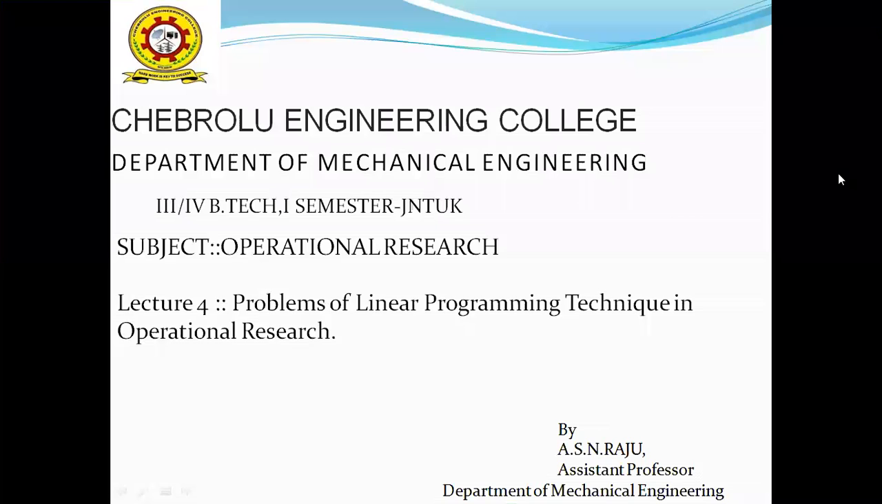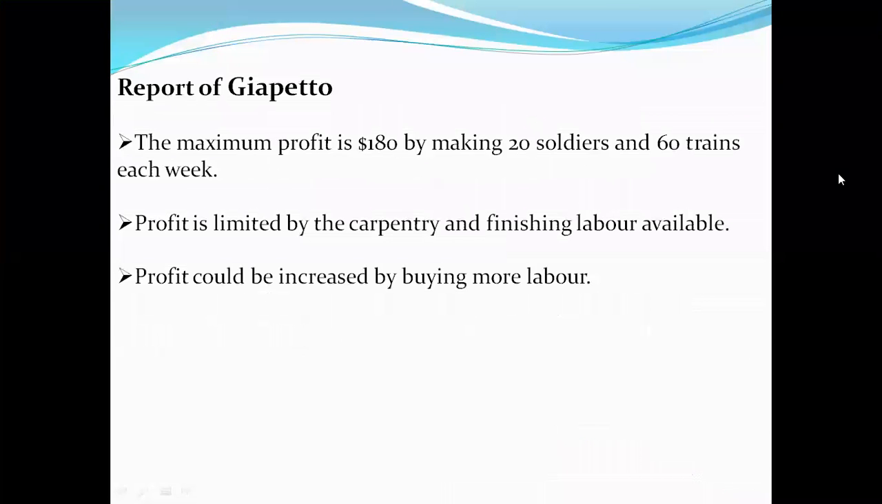In yesterday's class, we went through a minimal example, the Geppetto example, manufacturing of soldier toys and train toys, and how much maximum profit needs to be gained. We solved the problem as per the labor working timings and the investment schedule also.